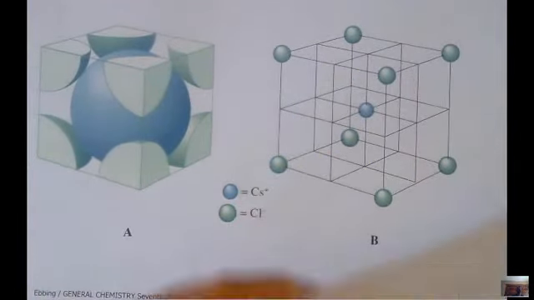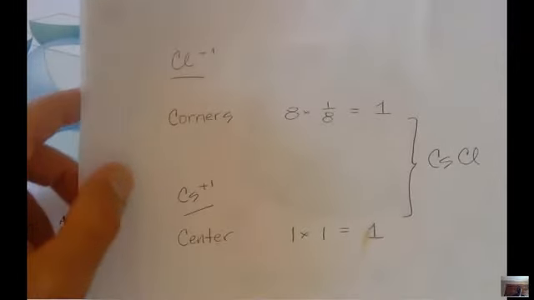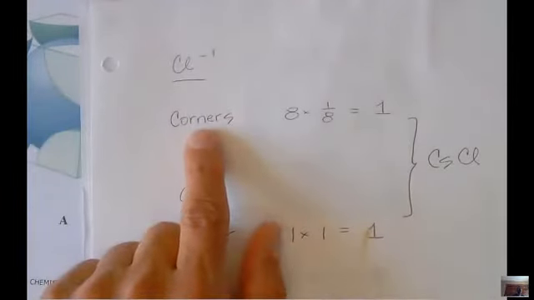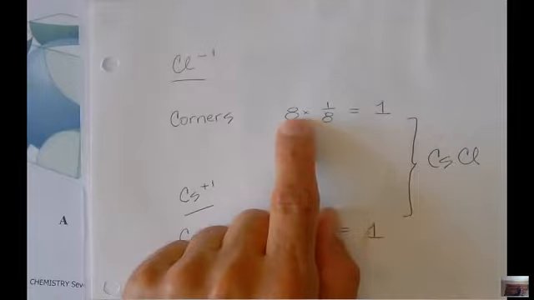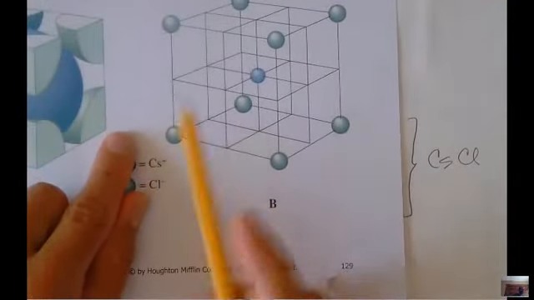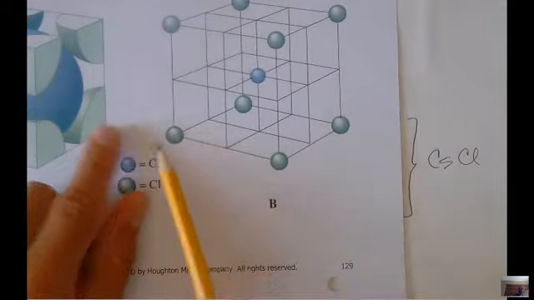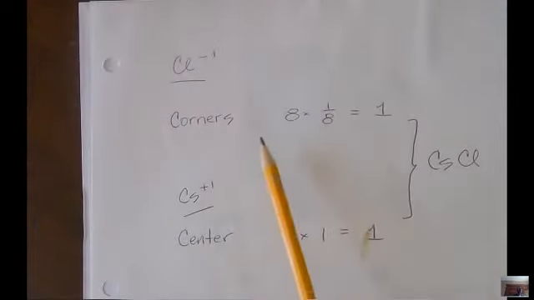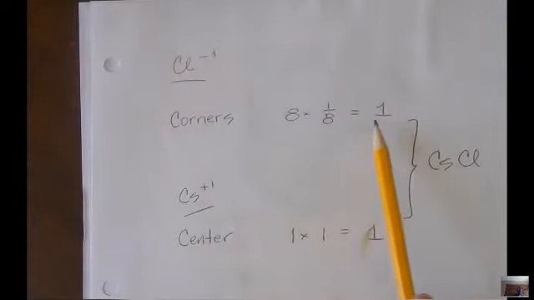Okay, let's get the stoichiometry of it. Let's look at the chlorides. We know that chlorides are in the corners. There's 8 corners. A corner always counts for 1/8 because 1/8 is in the box, 7/8 are on the outside. So 8 times 1/8 equals 1.